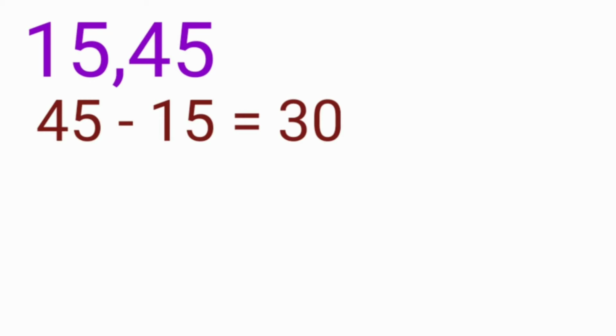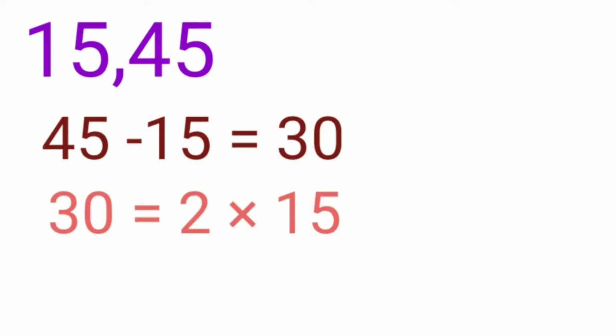We check whether 30 divides 15 and 45. No. 30 does not divide 15 and 45. So we can write 30 as 2 into 15. Now we check whether the first number 2 divides both the numbers 15 and 45. No, 15 and 45 are odd numbers. So we cannot divide by 2.